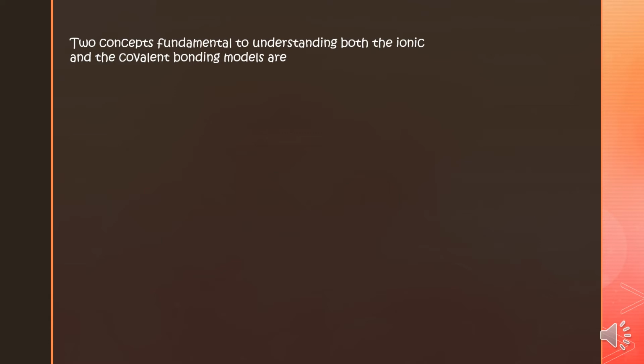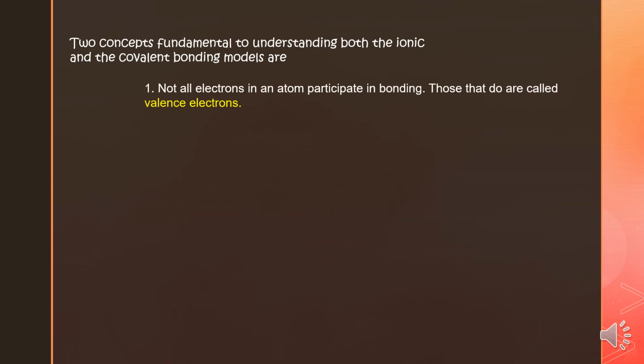There are two fundamental concepts that are considered important to understanding both the ionic and the covalent bonding models. One is that not all electrons in an atom participate in bonding. Those that participate are called valence electrons. I'd like to assume that you have already encountered this in your high school chemistry.